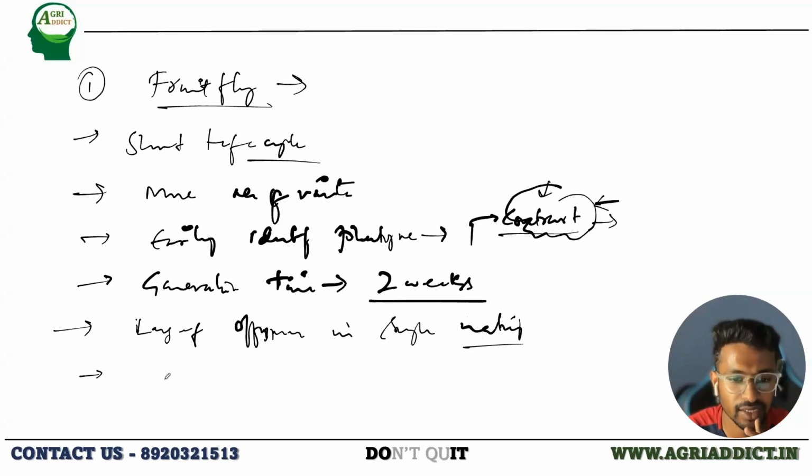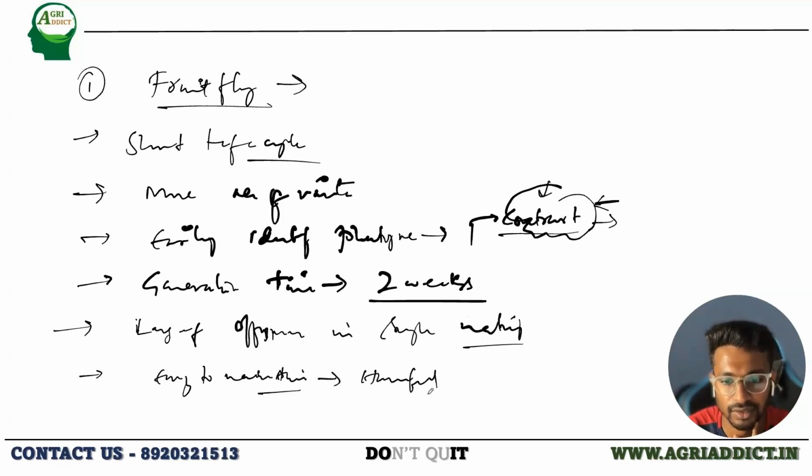And what about the maintenance? It is very easy to maintain. The resources that are required are also very few and it is not even harmful. So these are the list of characters that make it ideal to use as an experimental material. Did I leave anything out in this Drosophila? If you can remember any other characters which are very important.